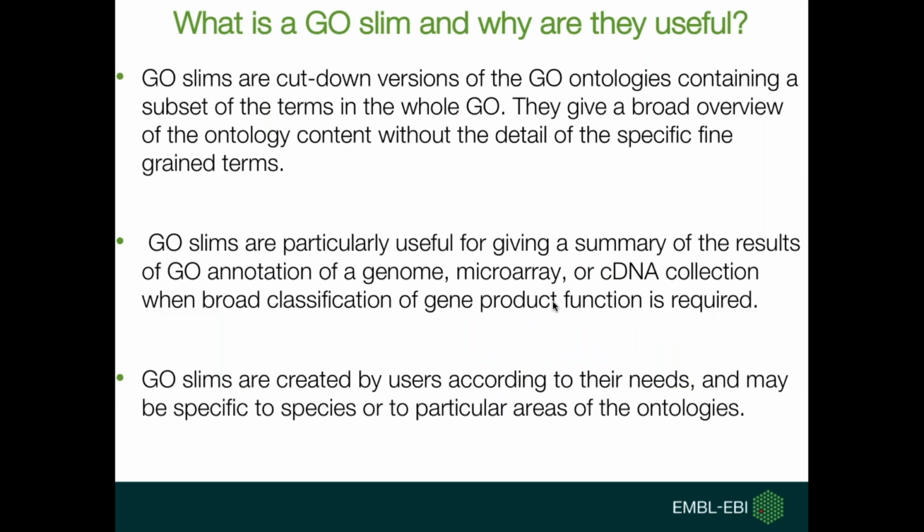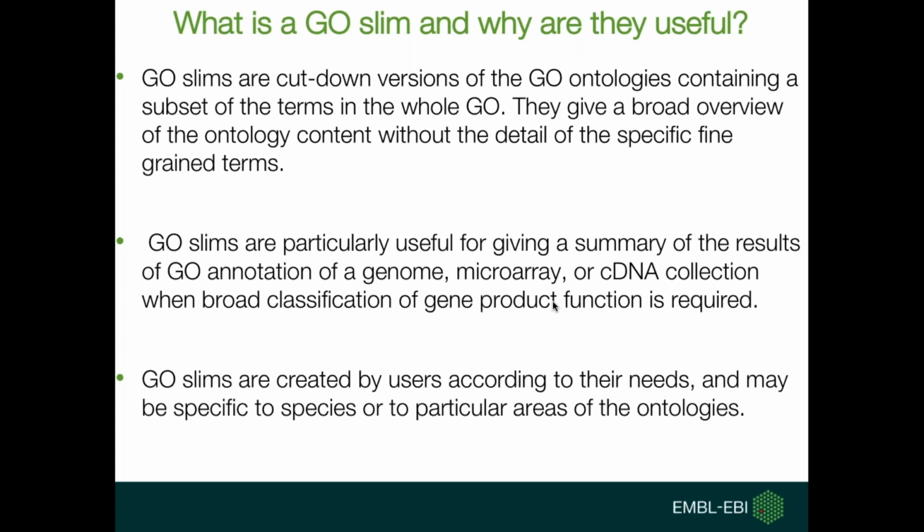But before we actually go and set up a GO slim, let's talk about what they are and why they're useful. GO slims are cut-down versions of the GO ontologies containing a subset of the terms in the whole GO. So there's about 40,000 GO terms, and you're not going to want to view all of them. You're just going to want to look at some of them because not everything is going to be of interest to you unless, of course, you're doing whole proteomic screening. So what do they do? They give a broad overview of the ontology content without the detail of the specific fine-grained terms. So with these really specific concepts, this is just going to give you a general overview.